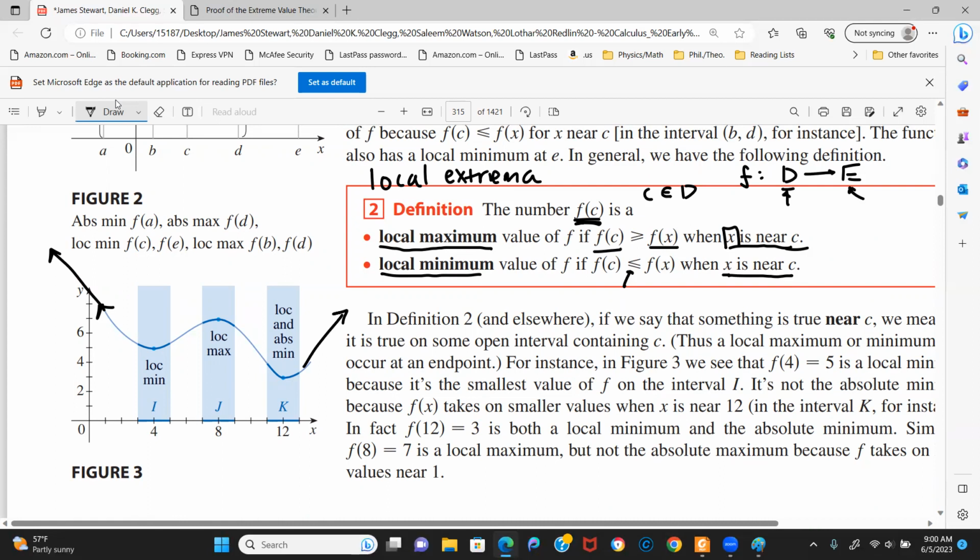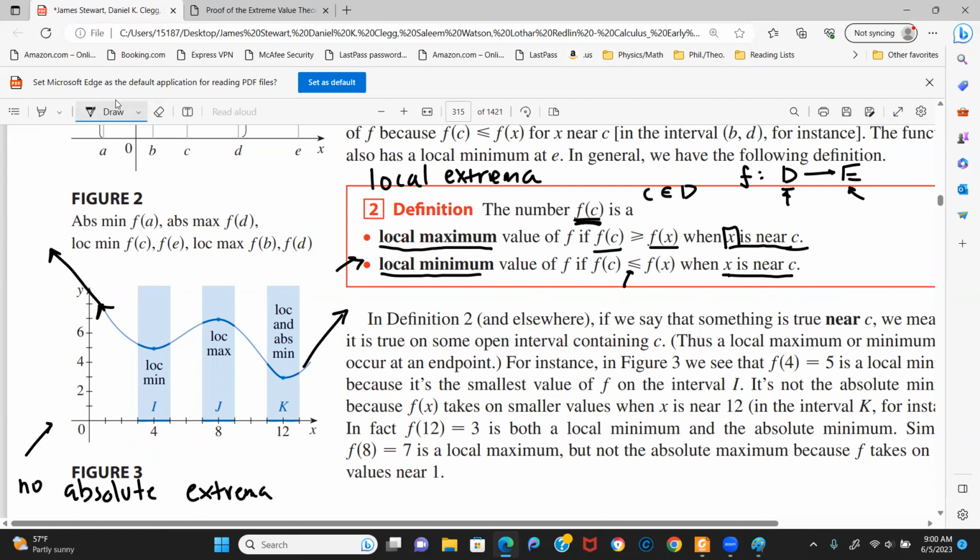So this example here, we'll say no absolute extrema, but it does have local extrema. So for example, we have a local minimum here, a local max, a local min. Now, why are these local maxes and mins? Do they satisfy this definition here?